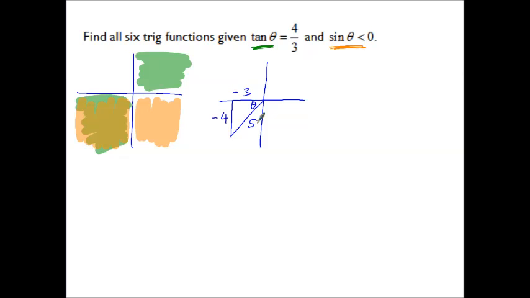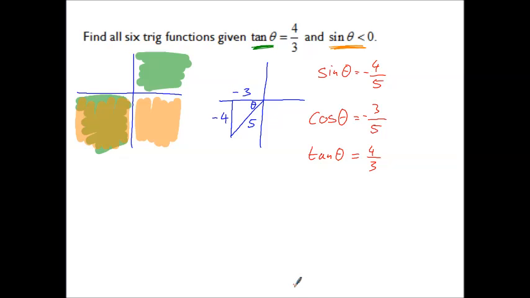So our hypotenuse has to have the length of 5. Then we can now write down our trigonometric functions. The sine of theta has to be equal to the opposite over the hypotenuse. That's negative 4 over 5. The cosine of theta is the adjacent over the hypotenuse, negative 3 over 5. And the tangent was given to us. Tangent of theta is 4 over 3.